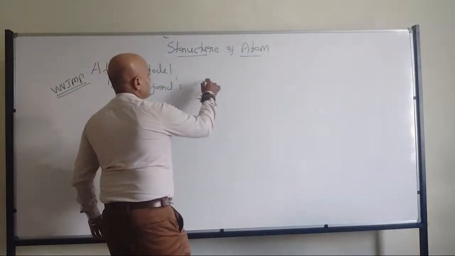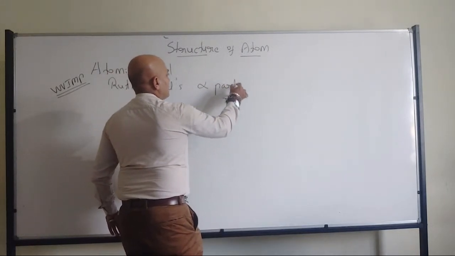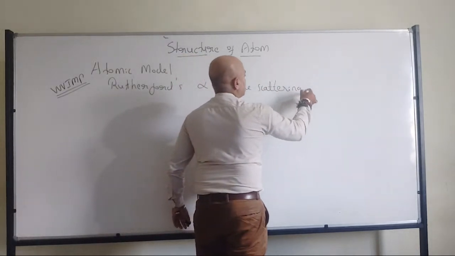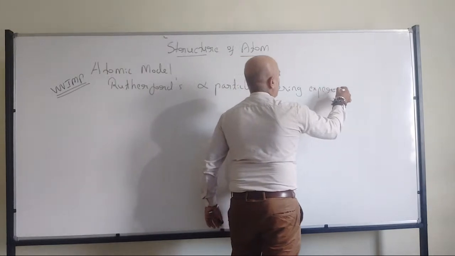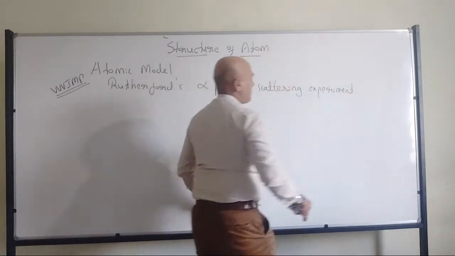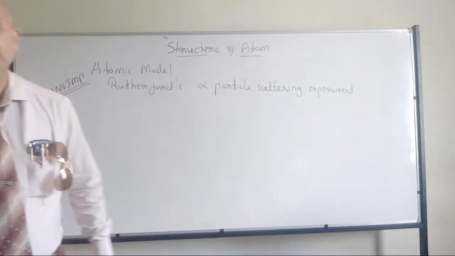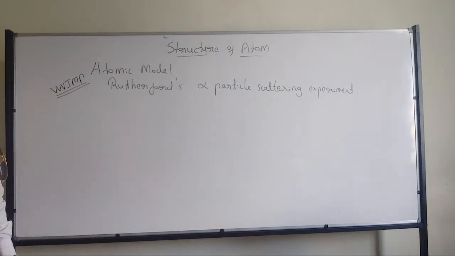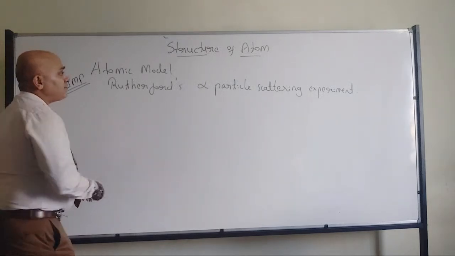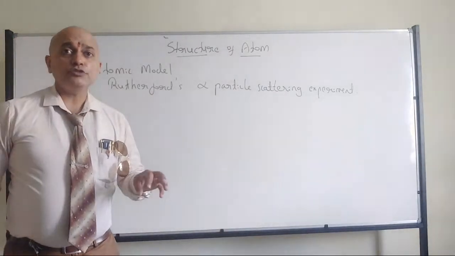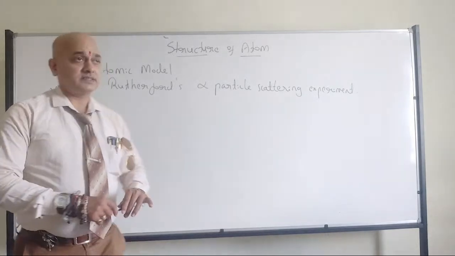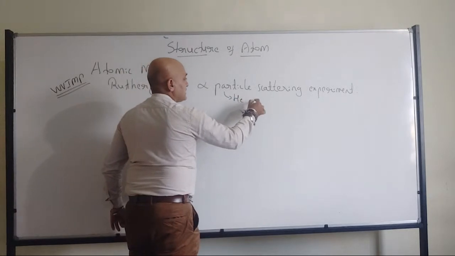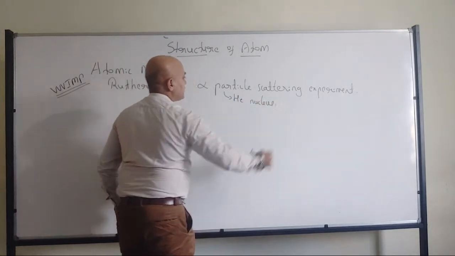That is Rutherford's alpha particle scattering experiment. Now I'll be talking about Rutherford's alpha particle scattering experiment, using thin gold foil. Before going to the experiment, you should know what alpha particles are. Alpha particles are nothing but helium nucleus.